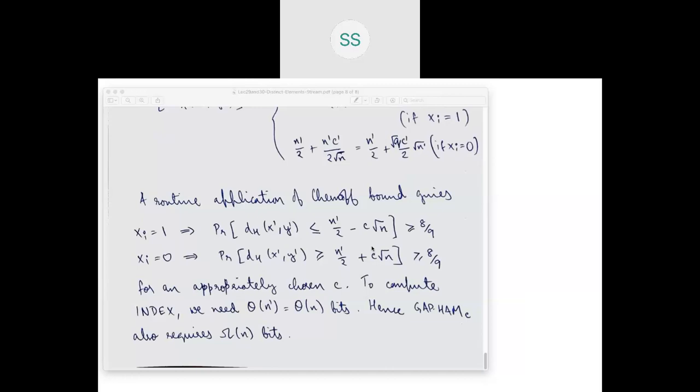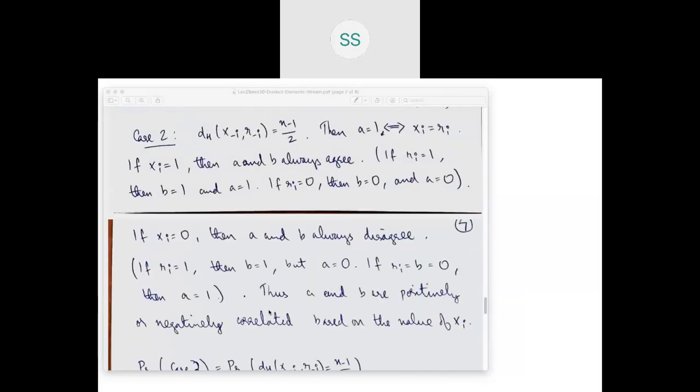And we know that this protocol for index has to use linear many bits. Hence the protocol for gap Hamming also has to use linear many bits, because if you can do gap Hamming in sublinear many bits, then index also will require sublinear many bits. So that completes the reduction. I'll just very quickly recap.